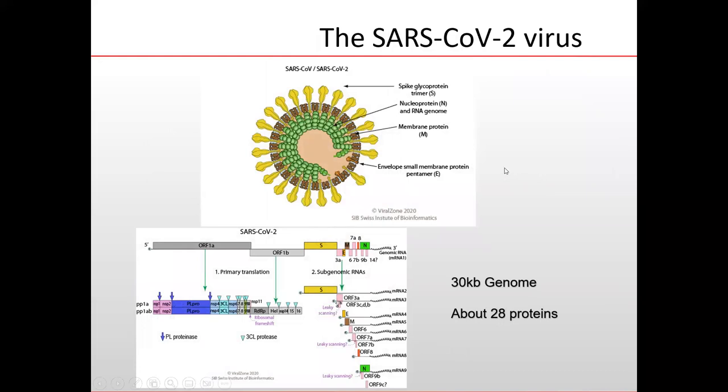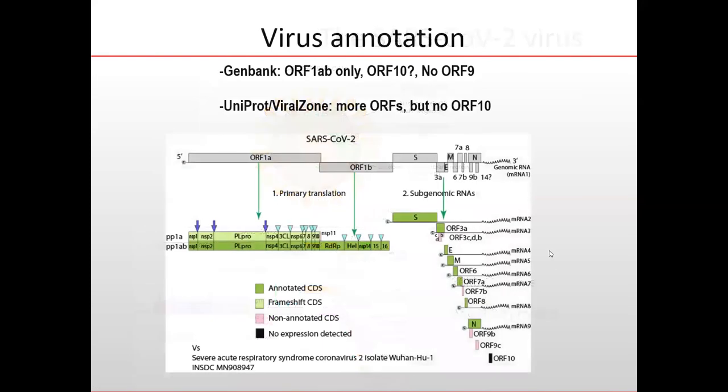So the SARS-CoV-2 virus is an RNA virus. It's a 30 kilobase genome, so it's the biggest genome you get among RNA viruses. About 28 proteins. And one of the first challenges was, when the sequence came out, to annotate the proteome, in early January 2020. The sequence came out and was available in GenBank pretty quickly. They were able to update and make that available very quickly.